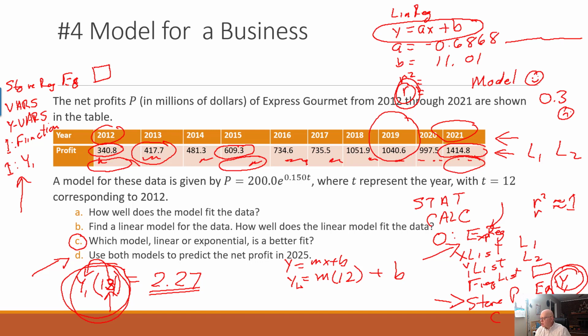Now, if you had actually kept all that information, you could have used the first one to get y sub 1 and save that as your linear model. And then instead of using y1 again, you could use y2 for the exponential model. And you could actually compare them using 12 for one, 12 for the other, 13 for one, 13 for the other, and see how they match up with the actual profits.